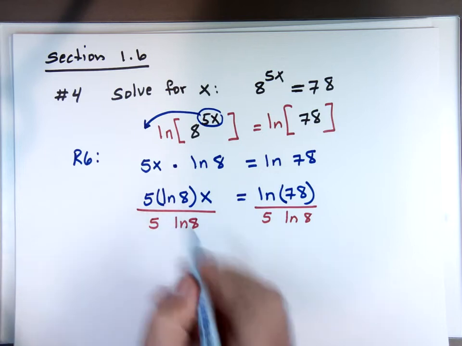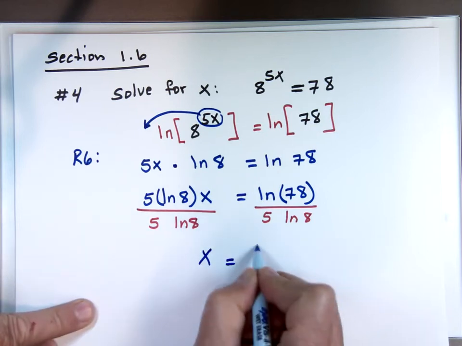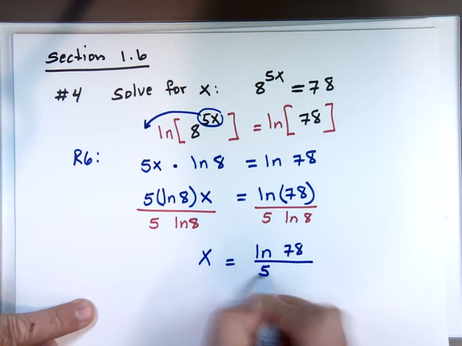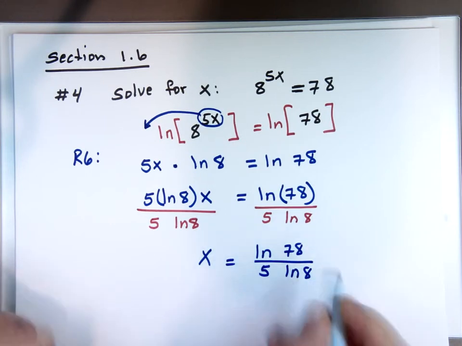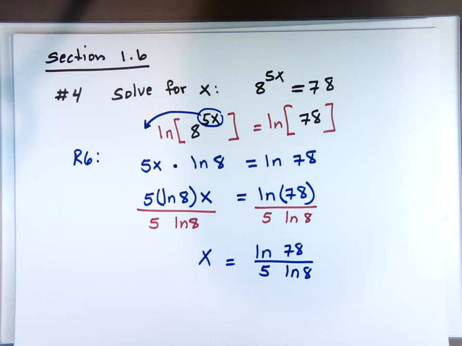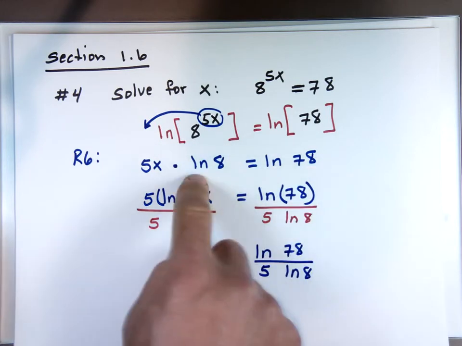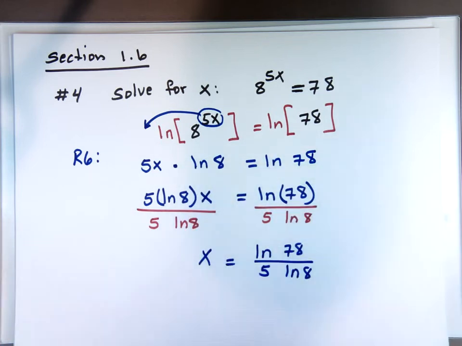So these guys will cancel. x equals ln of 78 over 5 times ln of 8. And if you go to your calculator, you can write the whole thing in one shot there. I could have actually found the answers to these using my calculator early and plugged them in. I opted to wait there.